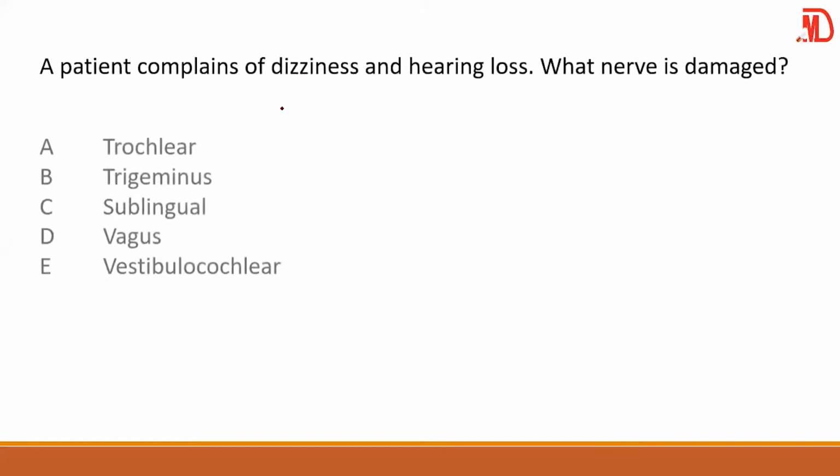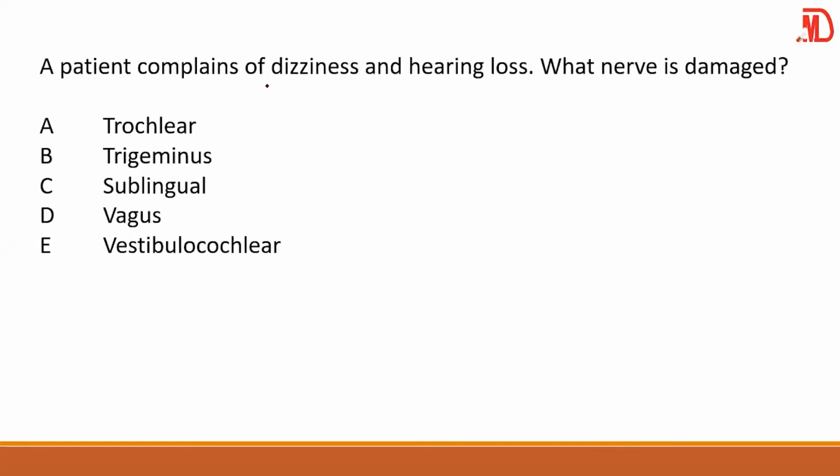A patient complains of dizziness and hearing loss. So this has to do with what? Hearing. What nerve is damaged? Definitely, you know the nerve that is responsible for hearing and balance is what? The vestibulocochlear nerve. And this is found from the inner ear to the brain. So where you are looking at what? The vestibulocochlear nerve.